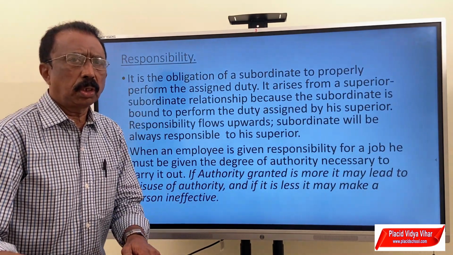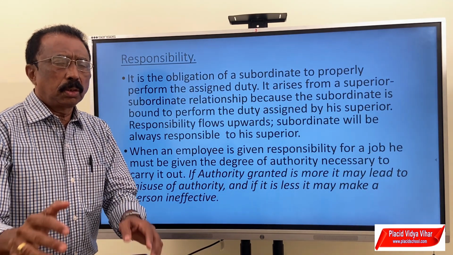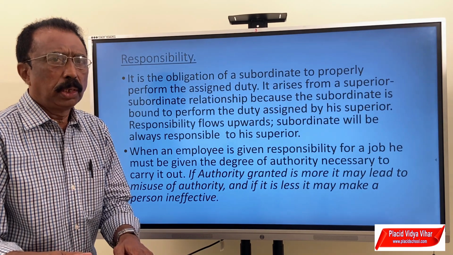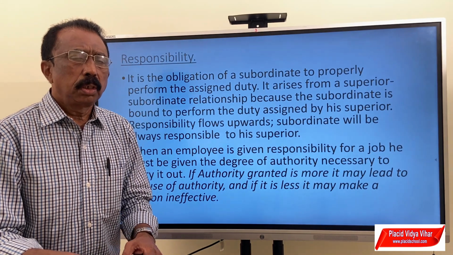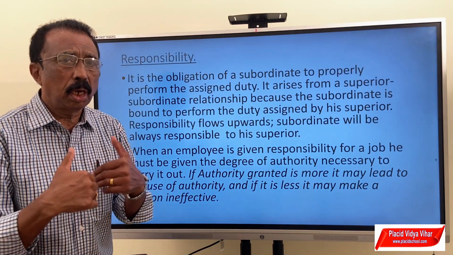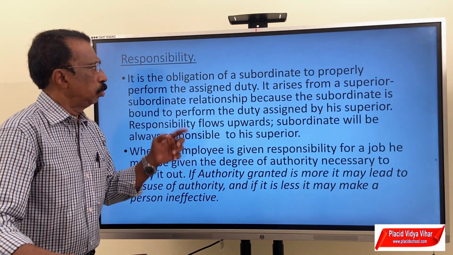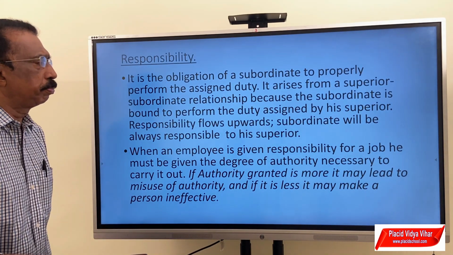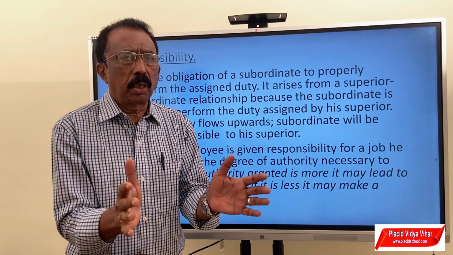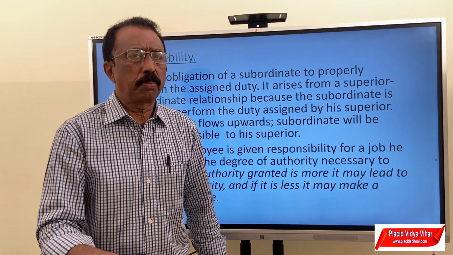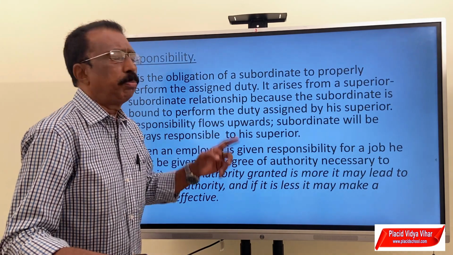Then the next one is responsibility. It is the obligation. Authority, as we said, is the superior's right to give the command. Responsibility, going back to the example, is when the principal tells me to do something, I have the responsibility to do it as per the instruction given by him. It is the obligation of a subordinate to properly perform the assigned duty. I have to do the work within the limit, not as I like, as per the guidelines given by the principal. I have to do the duty. That is why it says the subordinate must properly perform the assigned duty.